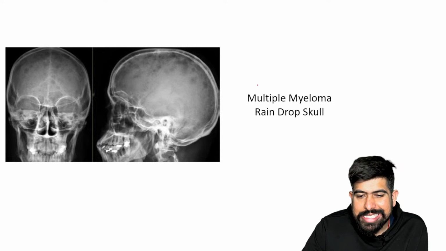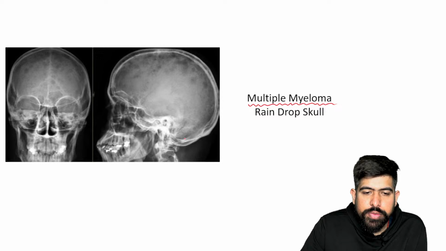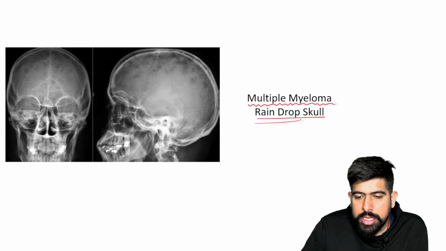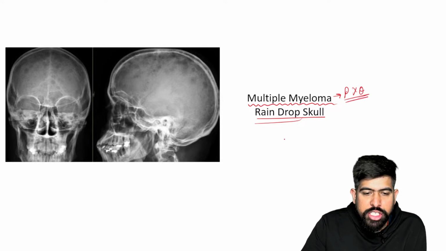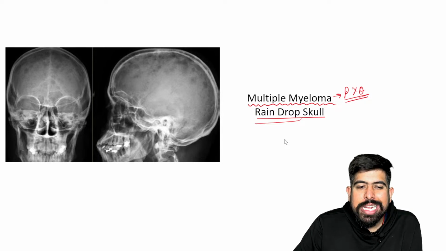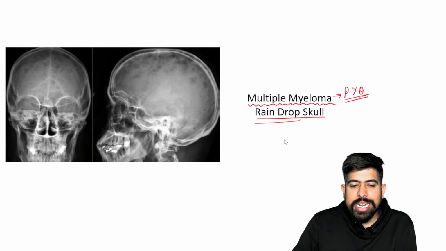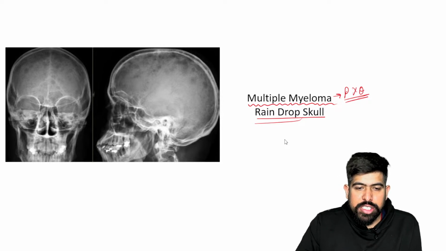Moving forward to the next image, which is from your skull image, which is multiple myeloma. This is also a PYQ, a repeatedly coming image, which asks you about the raindrop sign. It is looking like that on the skull. We are finding some small drops there, which is the raindrop sign.